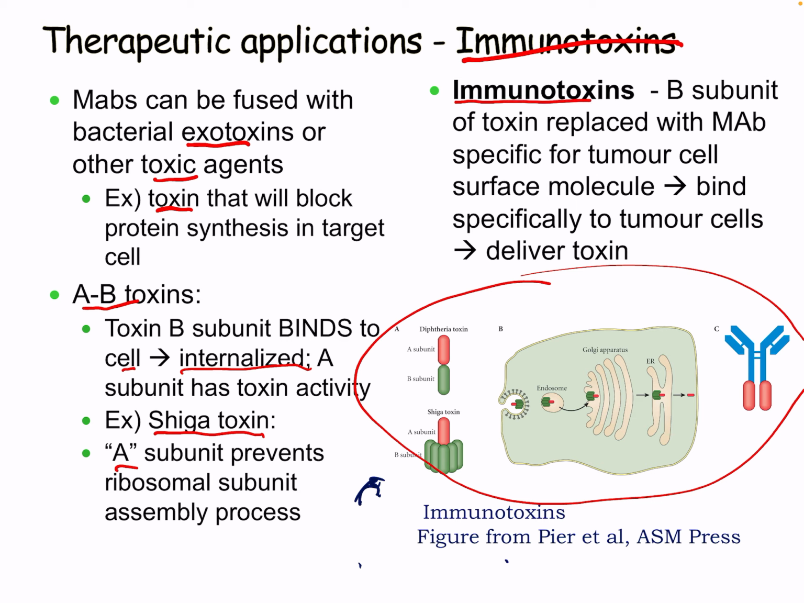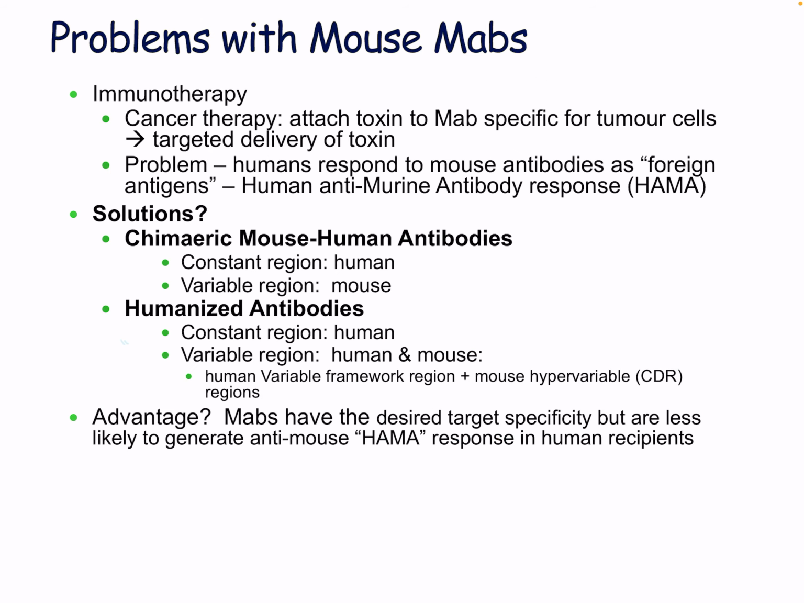So again, with immunotoxins, the B subunit of a toxin is replaced with a monoclonal antibody specific for a tumor cell surface molecule, and this binds specifically to the tumor cells and delivers the toxin. So again, it's a targeted attack. There are some issues with mouse monoclonal antibodies. For example, in cancer immunotherapy, we attach a toxin to a mAb specific for tumor cells, and again, this is targeted delivery of the toxin.